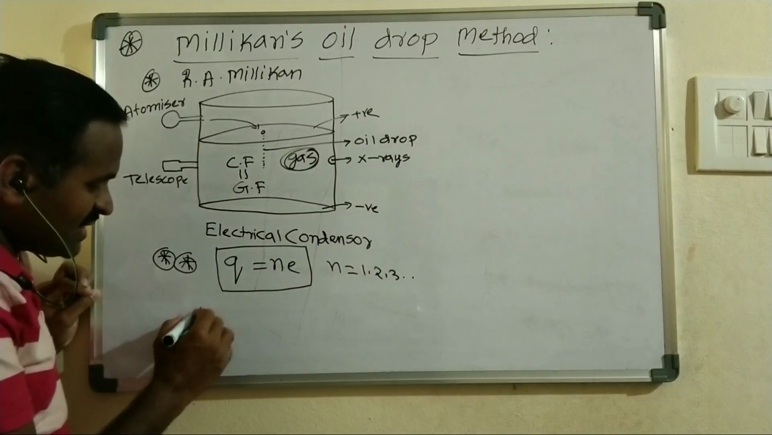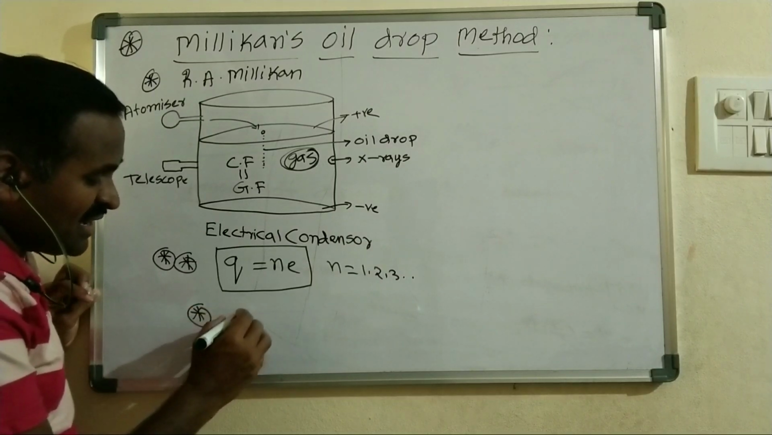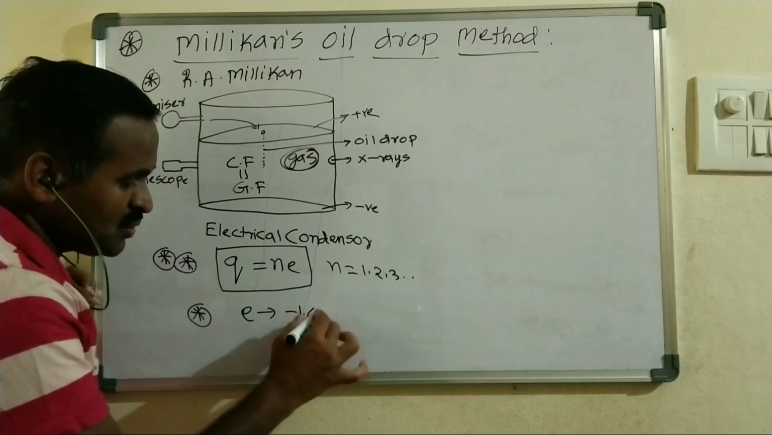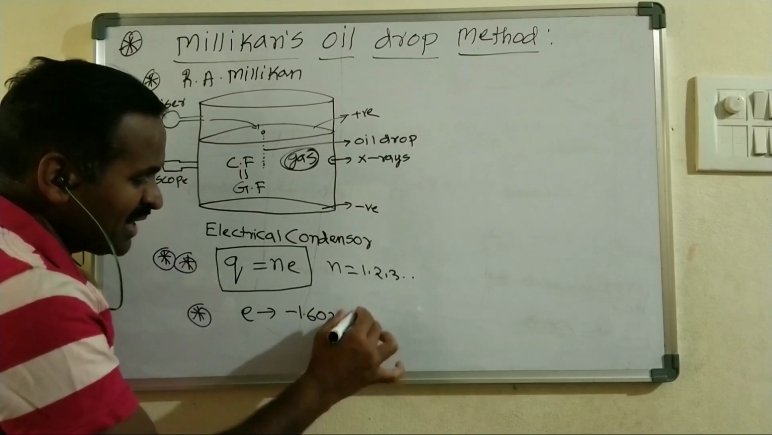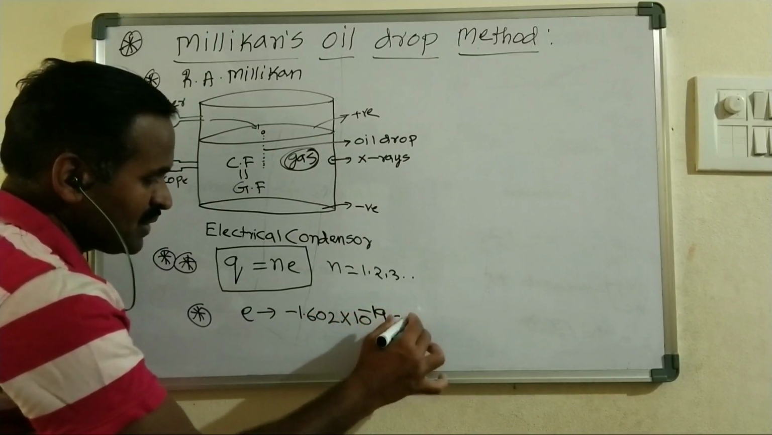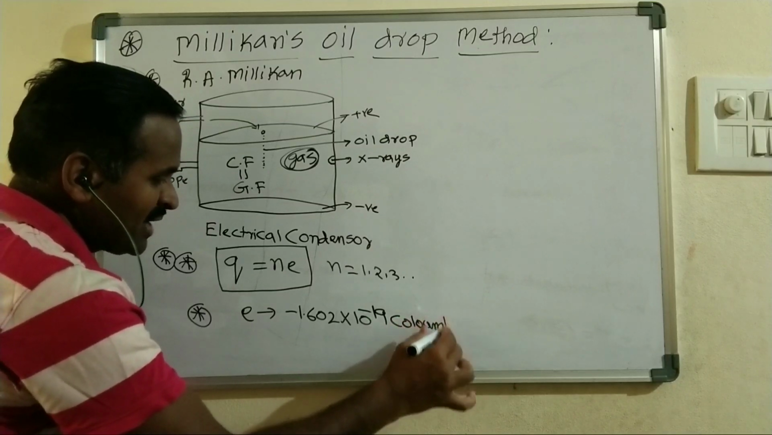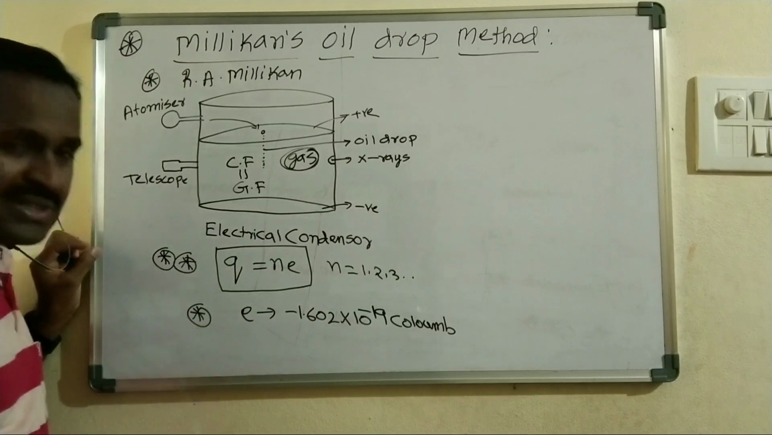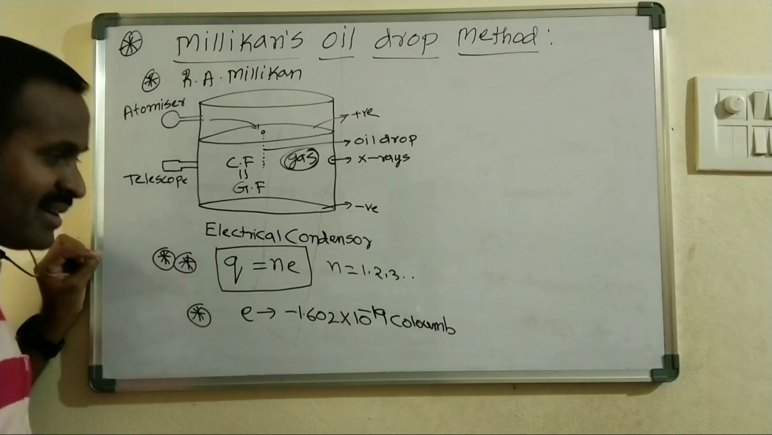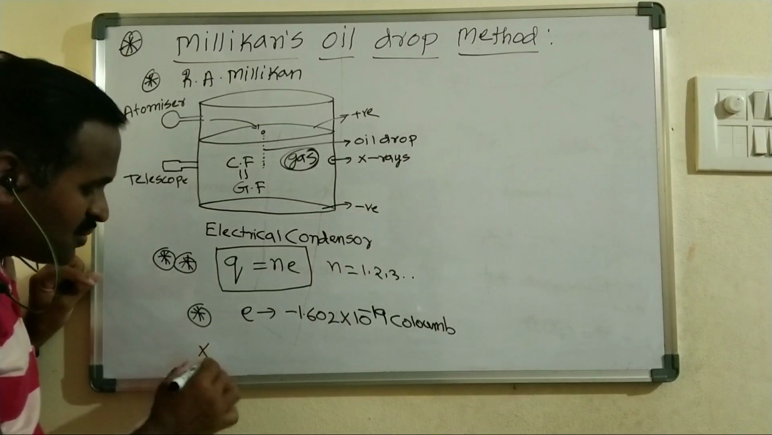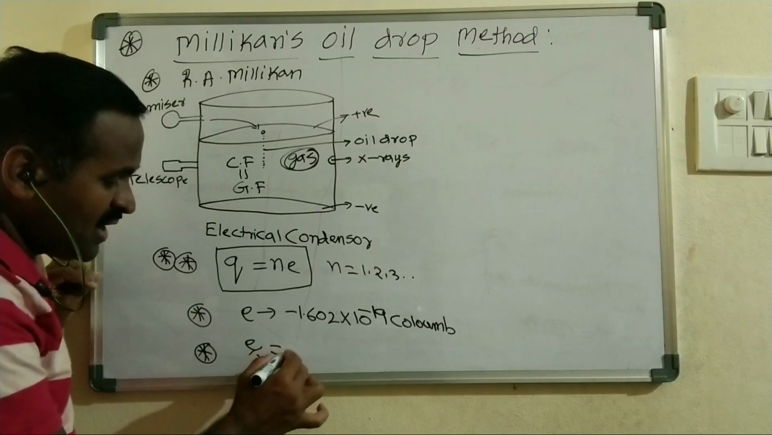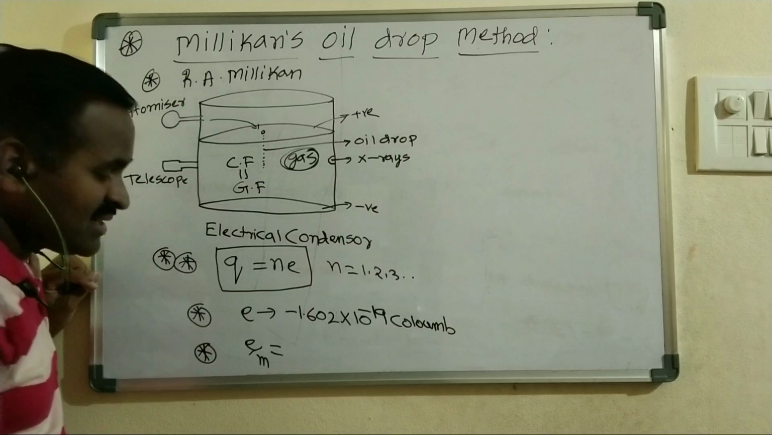From this he has given the charge of the electron: the charge of the electron is given as minus 1.602 into 10 power minus 19 coulombs. So this is the charge of the electron. With the help of this charge of the electron, and with the help of the charge to mass ratio of the electron, e by m, we can calculate the mass of the electron.